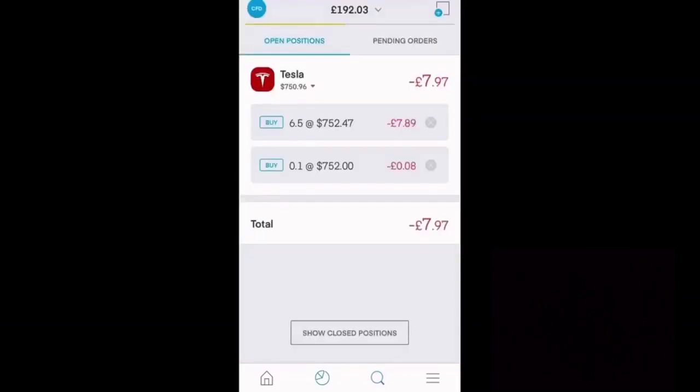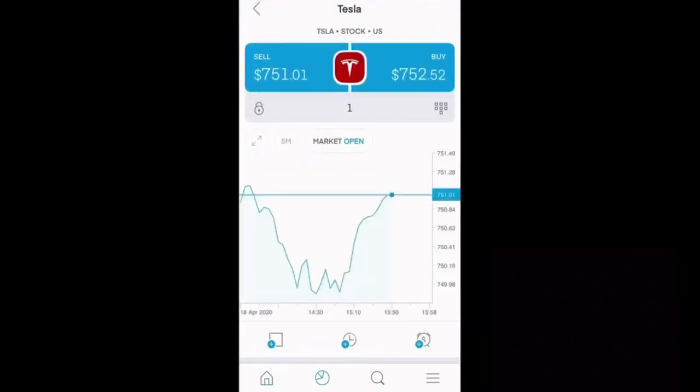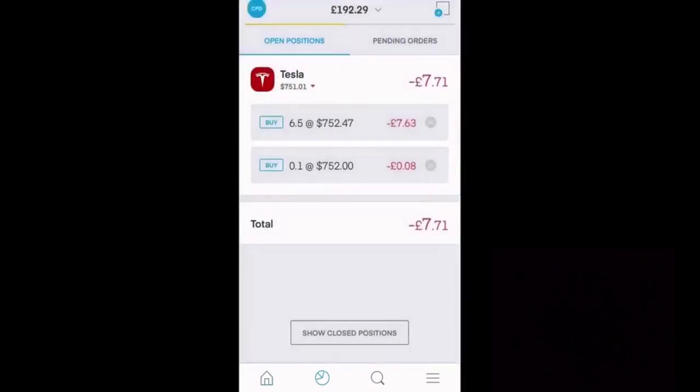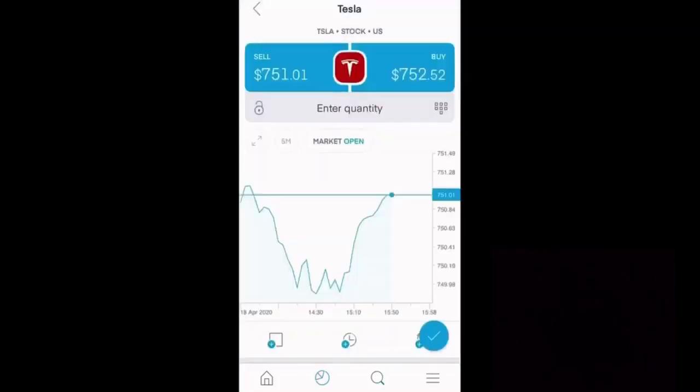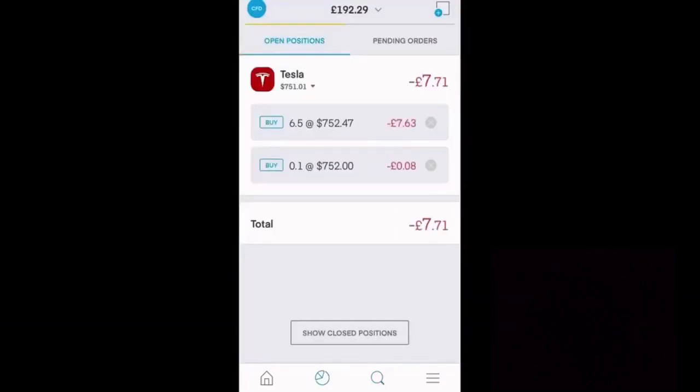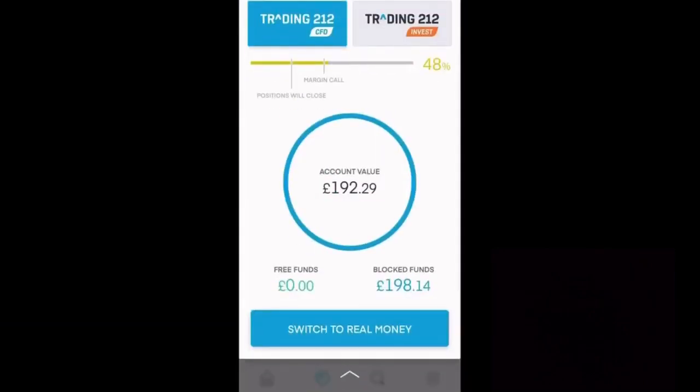As you can see, it's barely moved yet and it's already taken off just for the spread. Just from the spread of Tesla, it's taken it down £7.71 for a spread of 1.5 near enough. So if that moved maybe 10, that could be a lot of money that you'd lose off your balance. And as you can see, we're already getting a margin call.